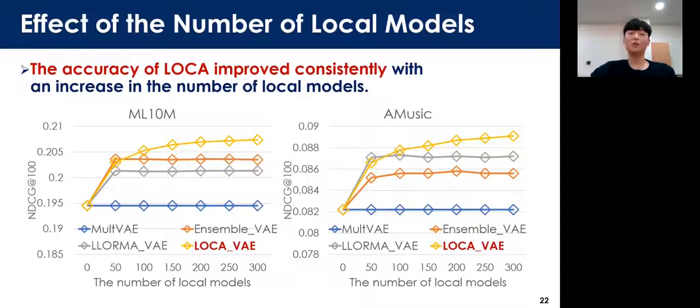When we gradually increase the number of local models and observe the accuracy, we found some impressive results. LLORMA and the simple ensemble methods show no increases when using more than 50 local models, but LOCA improved consistently as the number of models increased. This result shows that the improvement of LOCA over the global model is not just from the ensemble effects, but from taking advantage of the local community.